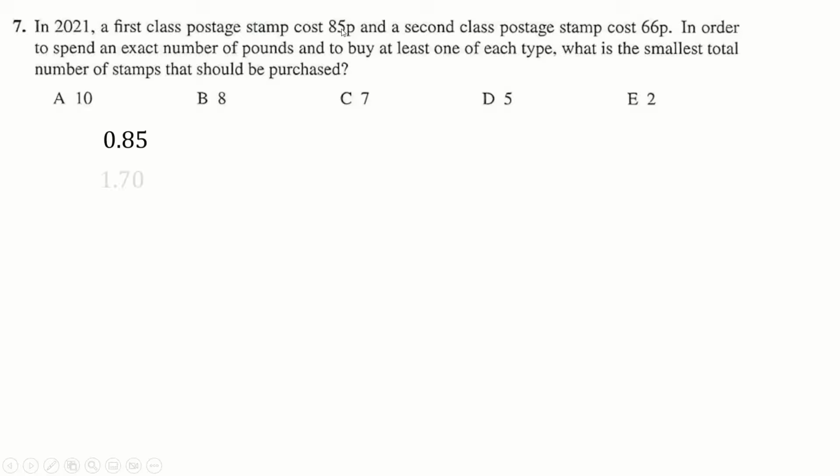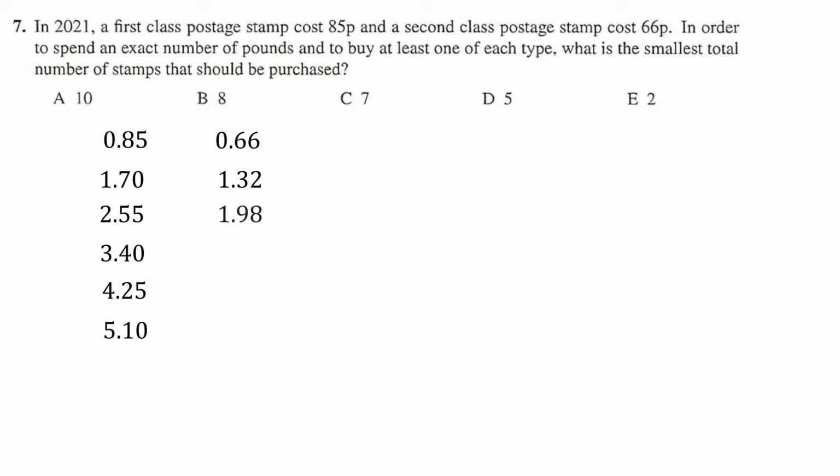I just listed multiples of 85 for a bit, and then I noticed I had 2 that were quite nice, so I was keeping my eye on those. List multiples of 66, and eventually you get to here, and you notice, oh, well, that one and that one make a nice round £5, so I can choose this one and this one. I think that seems like the lowest thing I can do, and I'll have 7 stamps in total, 5 of these and 2 of those, and we'll have the answer.